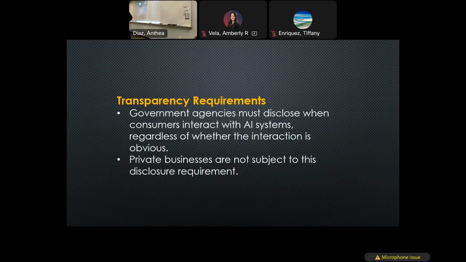Transparency requirements. Government agencies must disclose when consumers interact with AI systems, regardless of whether or not the interaction is obvious. Private businesses are not subject to this disclosure requirement.